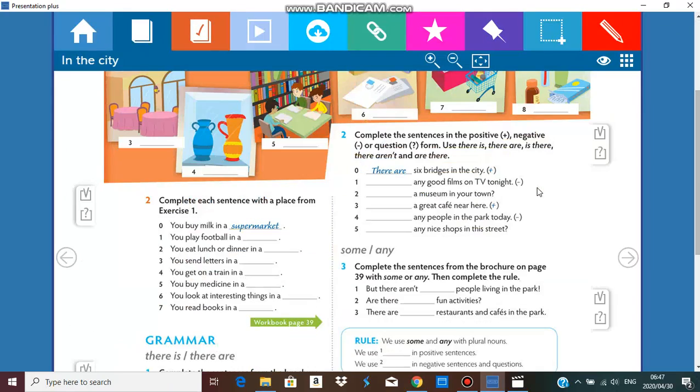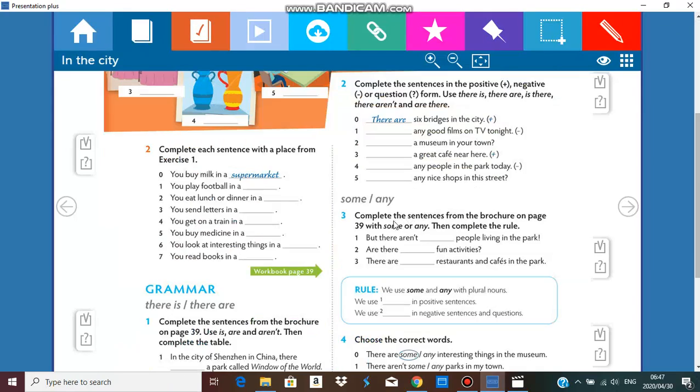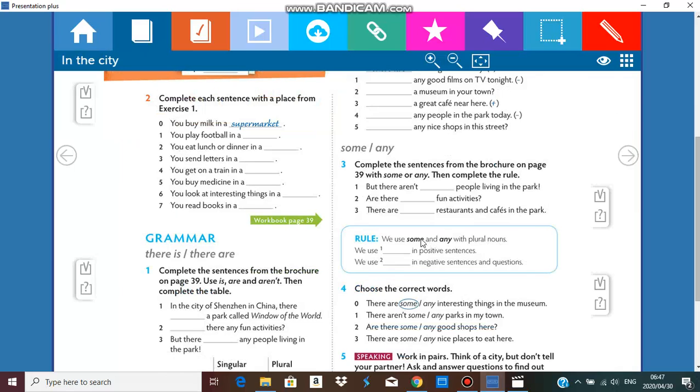So let's go to the last exercise, and it says here, complete the sentences from the brochure on page 39 with some or any. Then complete the rule. Let's complete the rule first. The rule says we use some and any with plural nouns. We use some in positive sentences, and we use any in negative sentences and questions. So which one do we use in positive sentences? Is it some or any? It is some. We use some in positive sentences, and we use any in negative sentences.